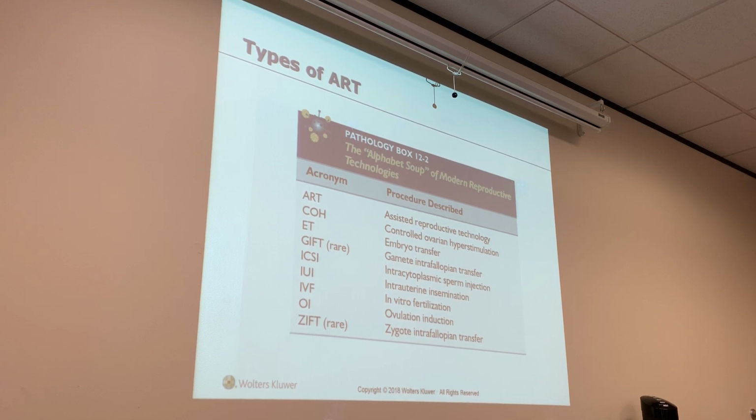A ZIFT. They've already impregnated an egg with a sperm. It's already started dividing, and they can insert that embryo or a conceptus. It's a zygote, and then a morula, and then a blastocyst. Anytime during that time, they can implant that into the fallopian tube, and it can implant itself into the uterus.